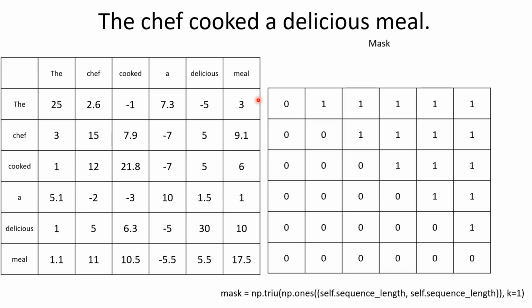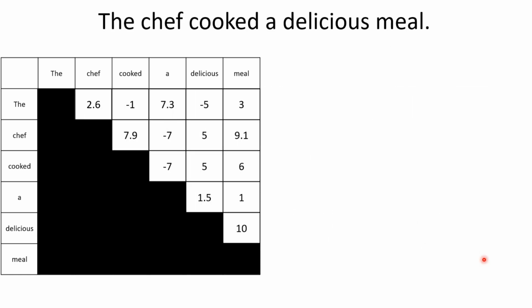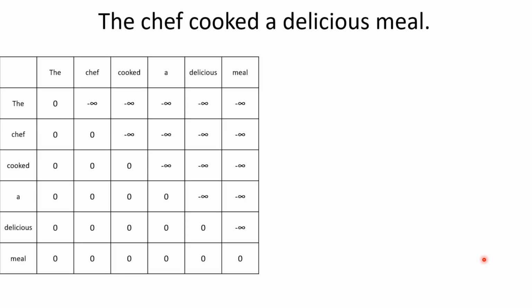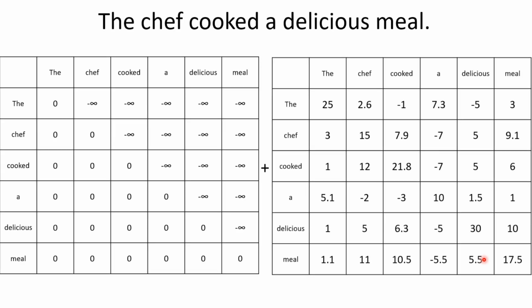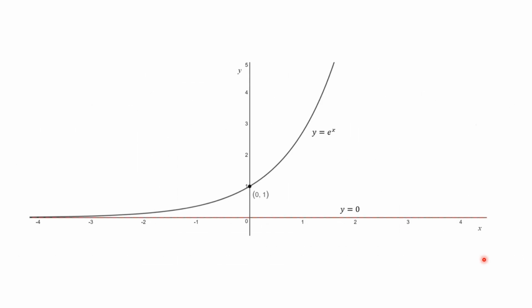To implement this, we create an upper triangular matrix using NumPy, setting elements above the main diagonal line to 1 and the rest to 0. We then multiply this matrix with our scores, only keeping scores above the diagonal. We multiply each element by a large negative number. Then we add this masked matrix to our initial scores. So when we apply softmax, values in the upper part of the matrix, which are future positions, become nearly 0.